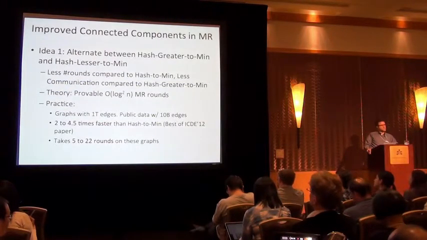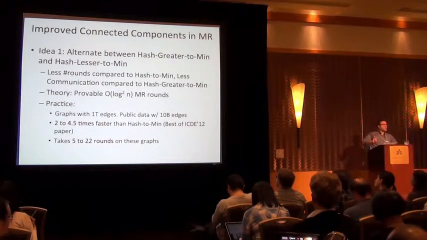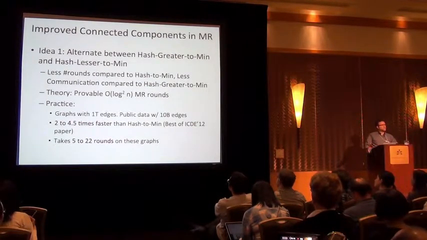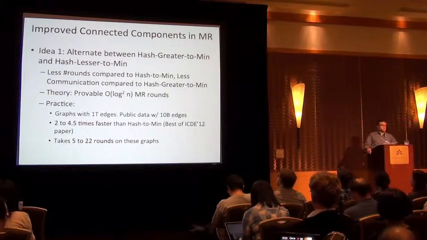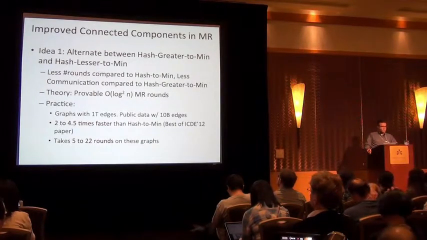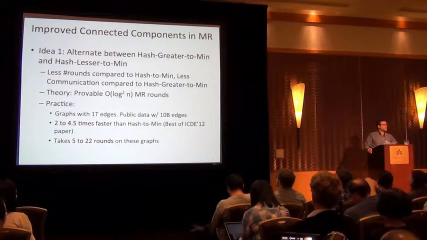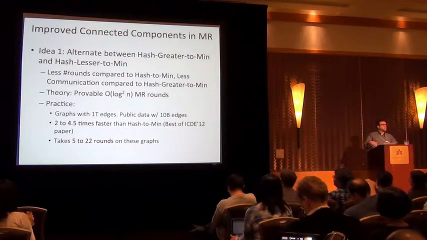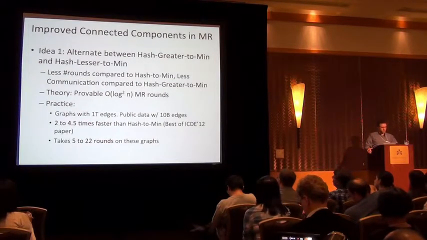So the first idea we had was to change this algorithm and apply what we call alternative hash greater to min and hash to min type algorithms to improve the number of rounds. On several graphs with trillion edges and public graphs with 10 billion edges, we can get 2 to 4 times faster than our own implementation of hash to min, based on the new algorithm. And we see that it takes 5 to 22 rounds to compute connected components on these big graphs.